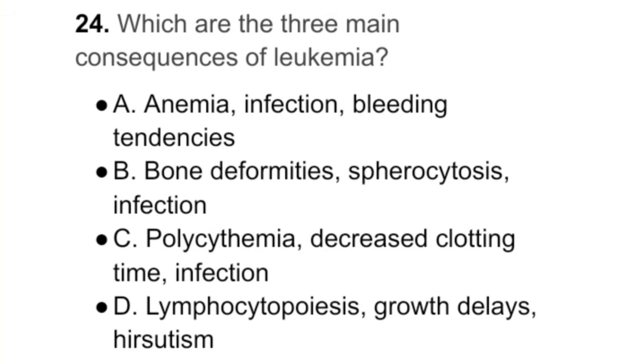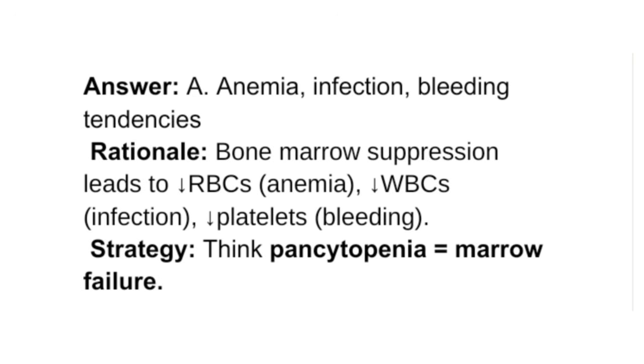24. Which are the 3 main consequences of leukemia? A. Anemia, infection, bleeding tendencies. B. Bone deformities, spherocytosis, infection. C. Polycythemia, decreased clotting time, infection. D. Lymphocytopoiesis, growth delays, hirsutism. Answer, A. Anemia, infection, bleeding tendencies. Rationale: bone marrow suppression leads to low RBCs, anemia, low WBCs, infection, low platelets, bleeding. Strategy: think pancytopenia equals marrow failure.